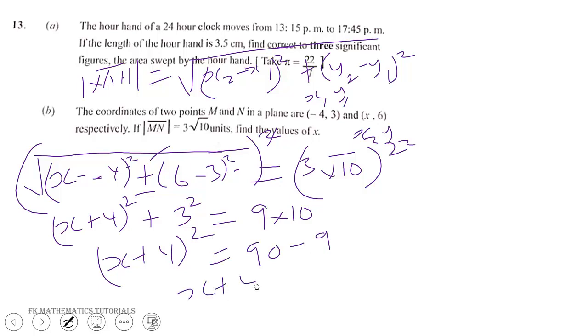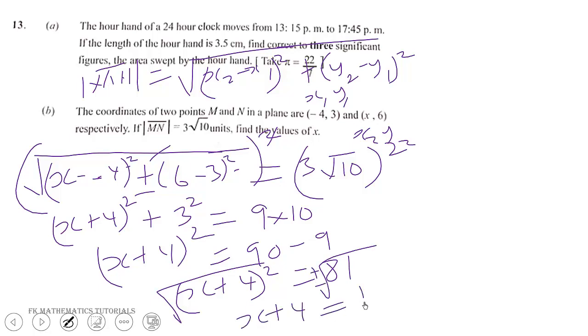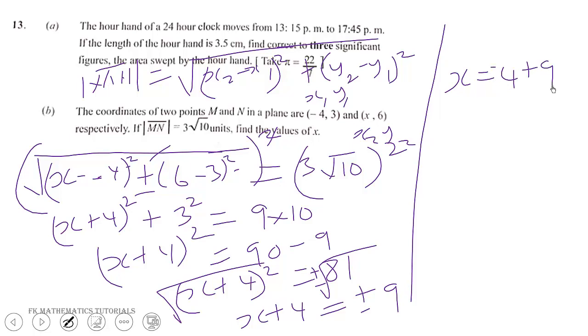So (x plus 4) all squared will be equal to 81. Now take the square root of both sides, plus or minus, and that will give you x plus 4 is equal to plus or minus 9. So we have x equal to -4 plus 9 or -4 minus 9. So x is either equal to 5 or -13.